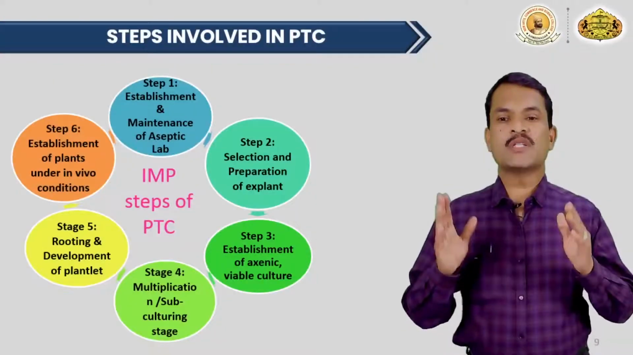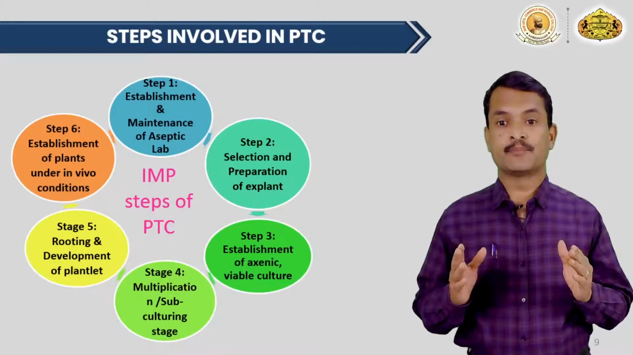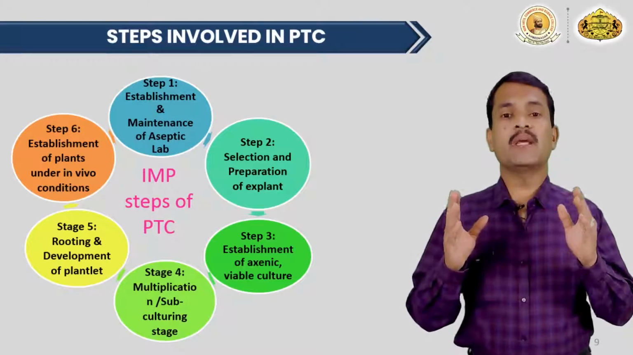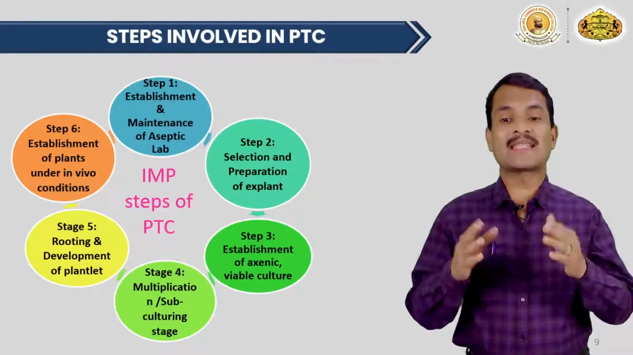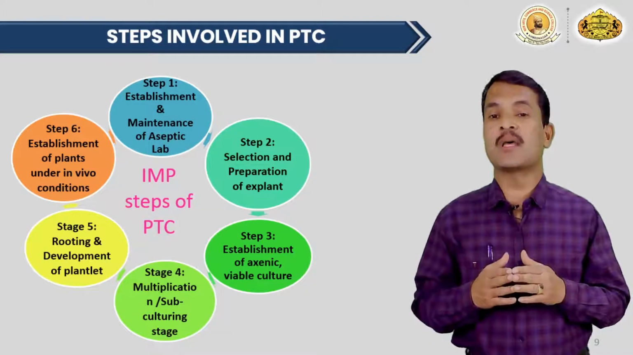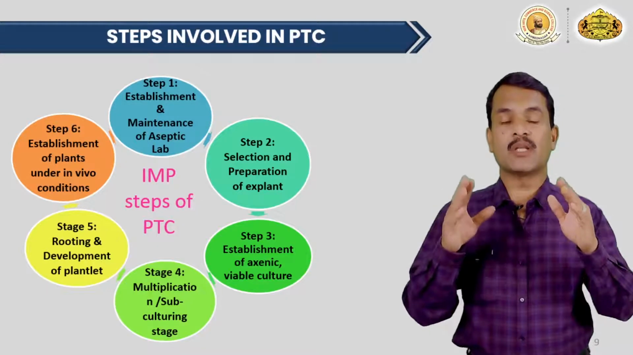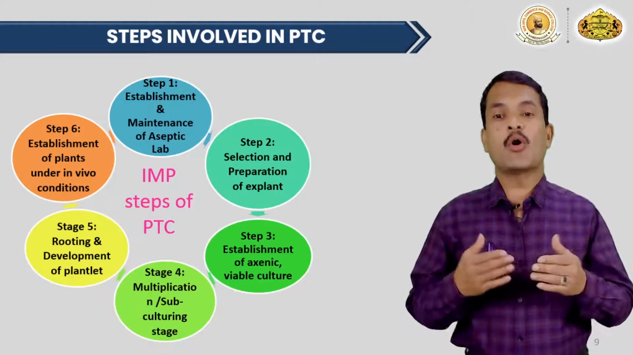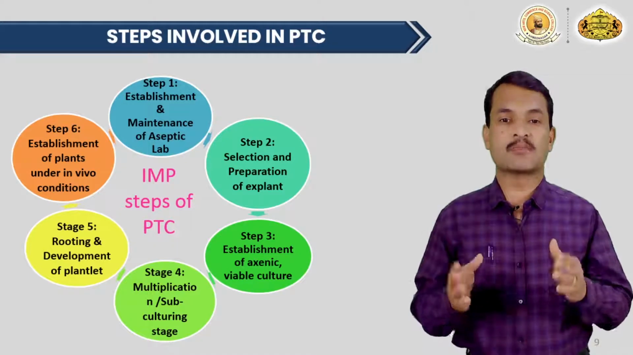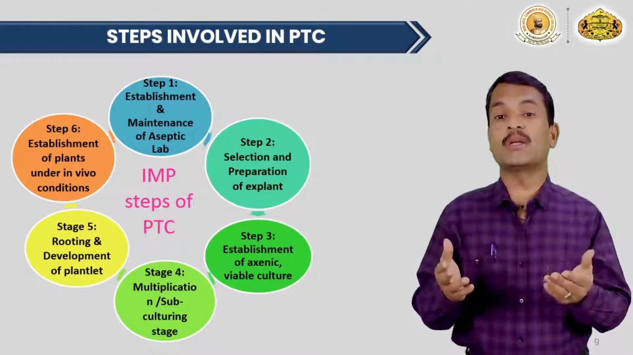So we are going to discuss first about the steps involved in plant tissue culture. One may say that there may be fewer or more steps, but I have mentioned here 6 steps. Maybe somebody will think that we need to follow more steps, or somebody will say that we can reduce the steps. But basically these things we need to do during plant tissue culture.